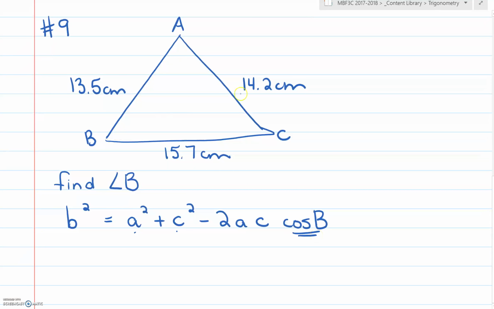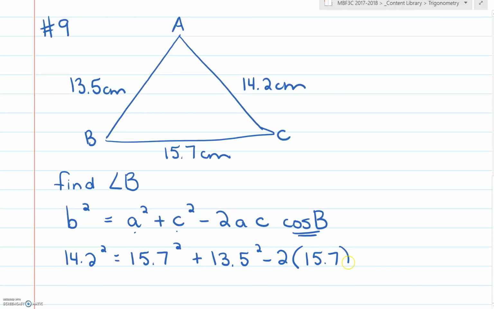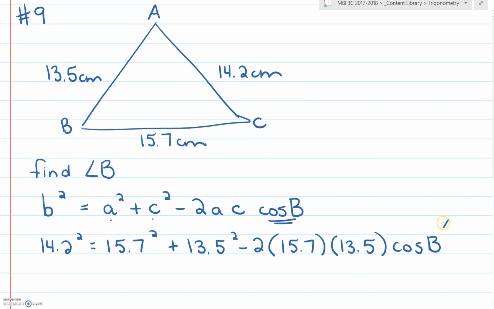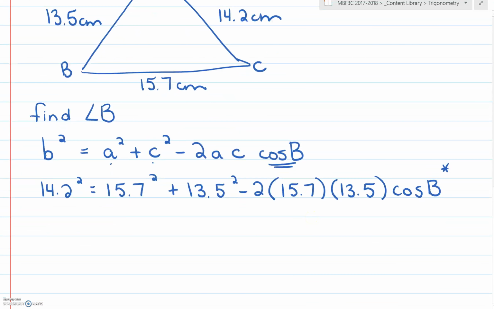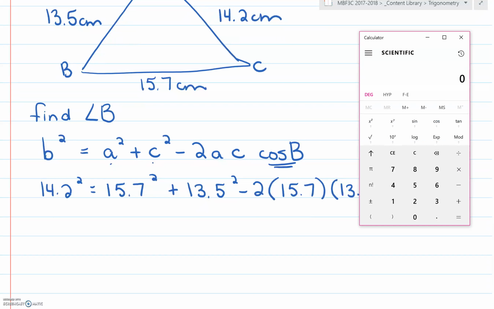So b is across from capital B, which is 14.2 squared. Lowercase a is 15.7 squared. And lowercase c is 13.5 squared. Then I just rewrite that, negative 2 brackets 15.7, 13.5, and then cosine of B, which we don't have. We're looking for that. There's a whole whack of math that you can do in this line. So when you take out your calculator, just take your time and start with 14.2 squared.